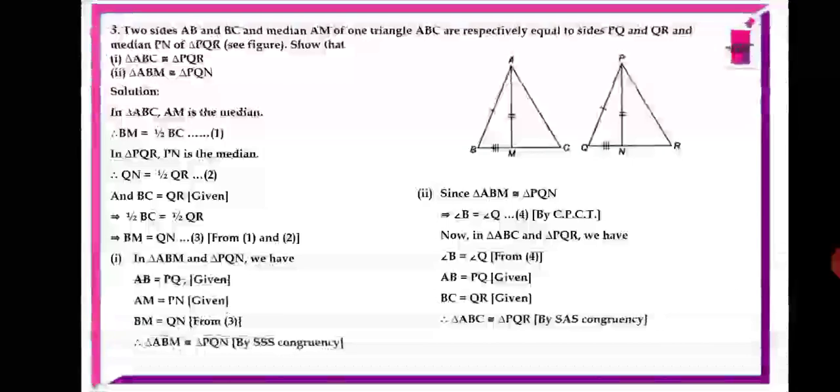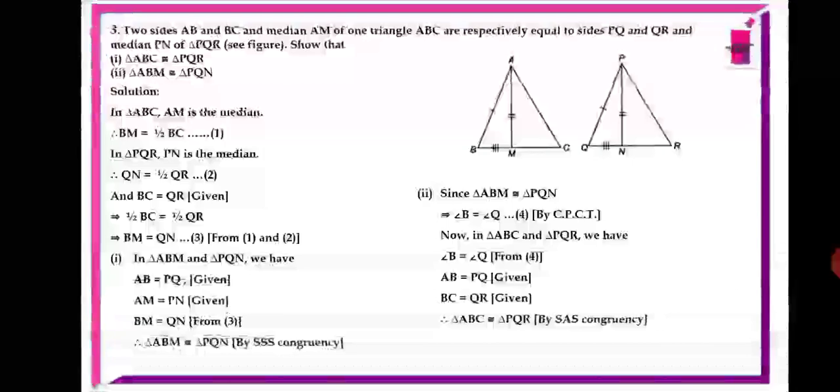Two sides AB and BC and median AM of triangle ABC are respectively equal to sides PQ and QR and median PN of triangle PQR. Show that triangle ABM is congruent to triangle PQN, and triangle ABC is congruent to triangle PQR. First of all, we are going to prove ABM is congruent to PQN.